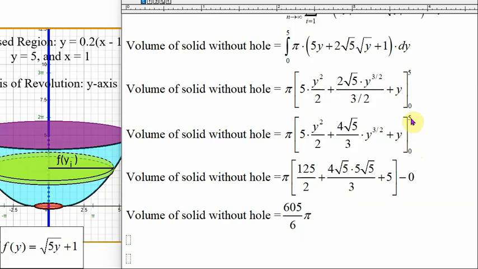So when y is 5, we get 125 over 2. And then here, when y is 5, we get 5 to the 3/2, which is 5 square root of 5. And then here, when y is 5, we get 5. And then when y is 0, we get 0 with the lower limit of integration. And then simplify everything, and we will get 605 over 6 times pi. So this is the volume of this solid of revolution right here without the hole.